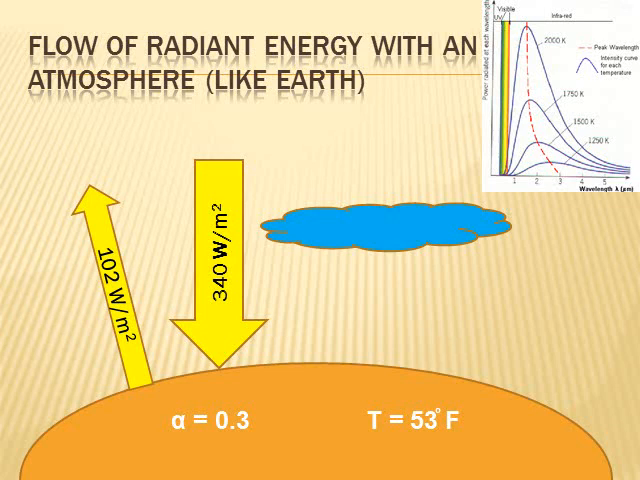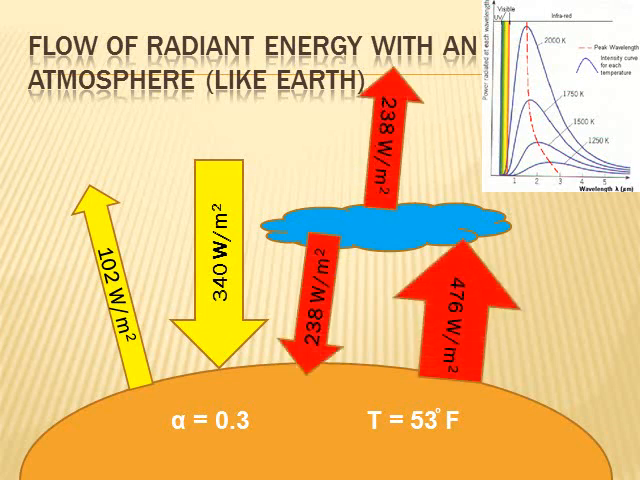Okay, and then the last one, the average temperature of the Earth averages out to be around 53-ish degrees Fahrenheit, which allows for finally your total amount leaving the atmosphere, including being reflected from the albedo, being the same amount, 340, as the amount coming in.